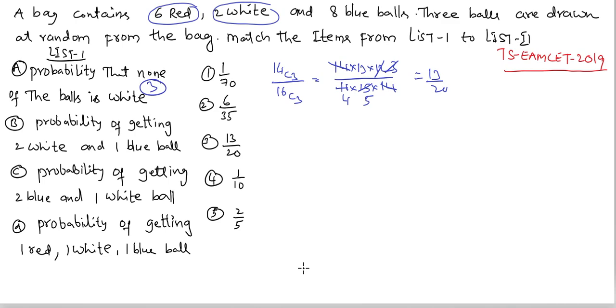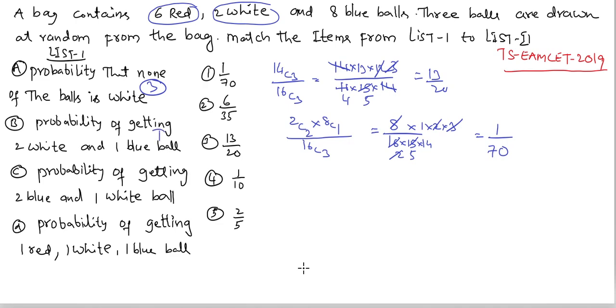Second one, the probability of getting 2 white and 1 blue ball. 2 white balls means 2C2 into 1 blue ball, that is 8C1 by 16C3, that is equal to 1 into 8 by 16 into 15 into 14 by 1 into 2 into 3. So 8 2 times cancelled, 2 cancelled, 3 5 times cancelled, that is equal to 1 by 5 into 14, that is equal to 1 by 70. So B is mapped to 1.